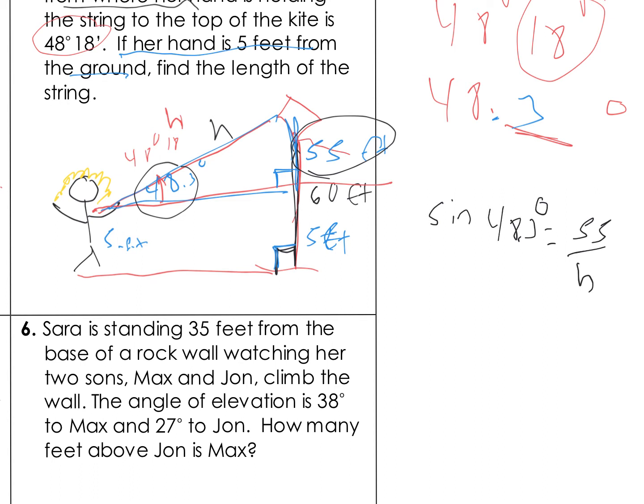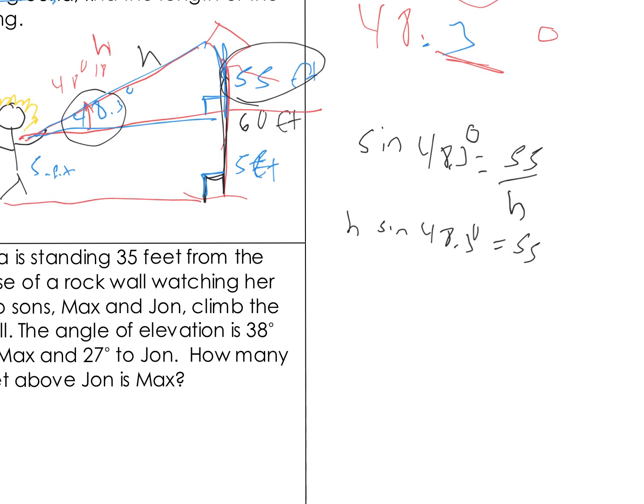Multiply both sides by h. H sine of 48.3 degrees is 55. Get the h by itself by dividing both sides by sine of 48.3 degrees. H is 55 divided by sine of 48.3 degrees.